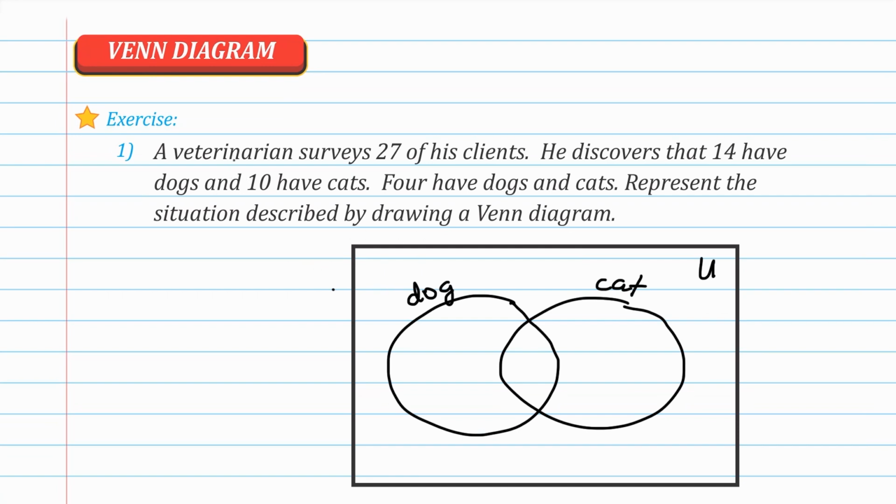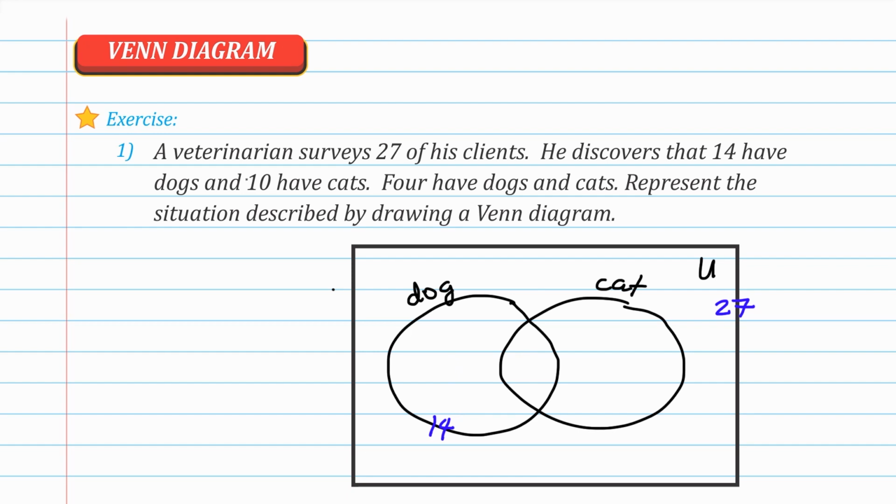Going back to the problem, a veterinarian surveys 27 of his clients. Meaning, ito yung kinoconsider natin. So, where do we place 27? We know that the total is 27. We just don't know kung ilan sa bawat region. Next, he discovers that 14 have dogs. Saan ba dito ang dog owners? Ito. The whole circle is 14. Ang total is 14. So 14 is the total dog owners.